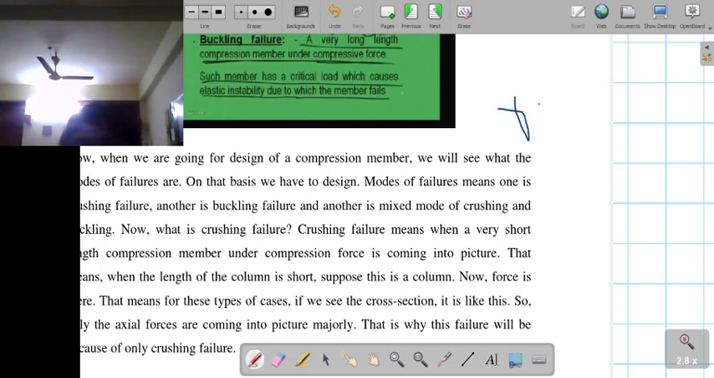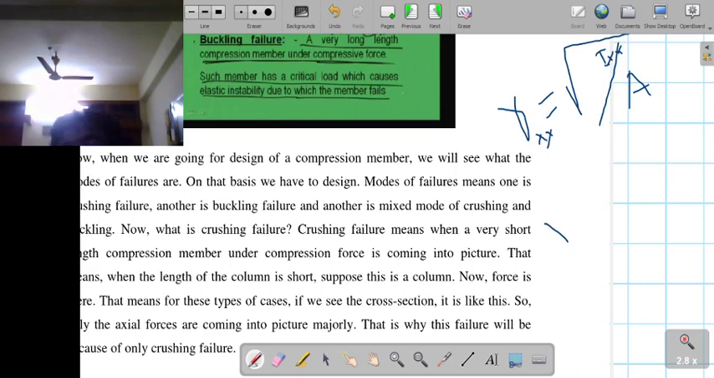Radius of gyration is equal to root over moment of inertia divided by area of cross section. In which direction you are finding the radius of gyration, for that particular direction you have to find the moment of inertia, and the area of cross section of any particular section will be the same. So suppose you are finding the radius of gyration about the x-axis, you find the moment of inertia about the x direction.